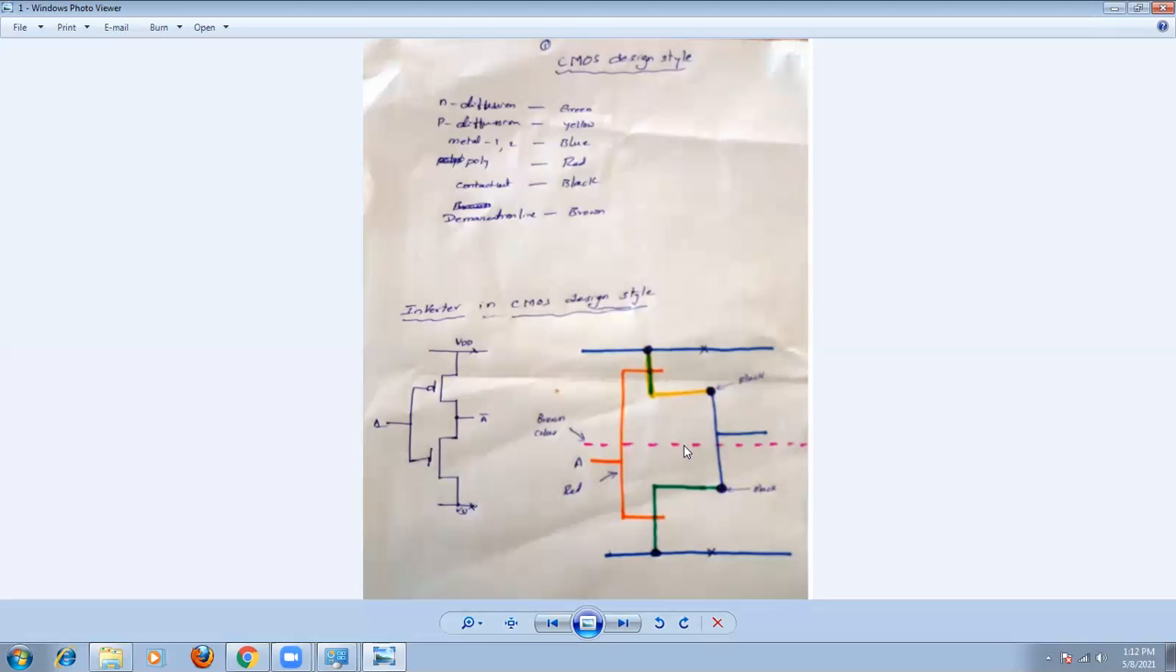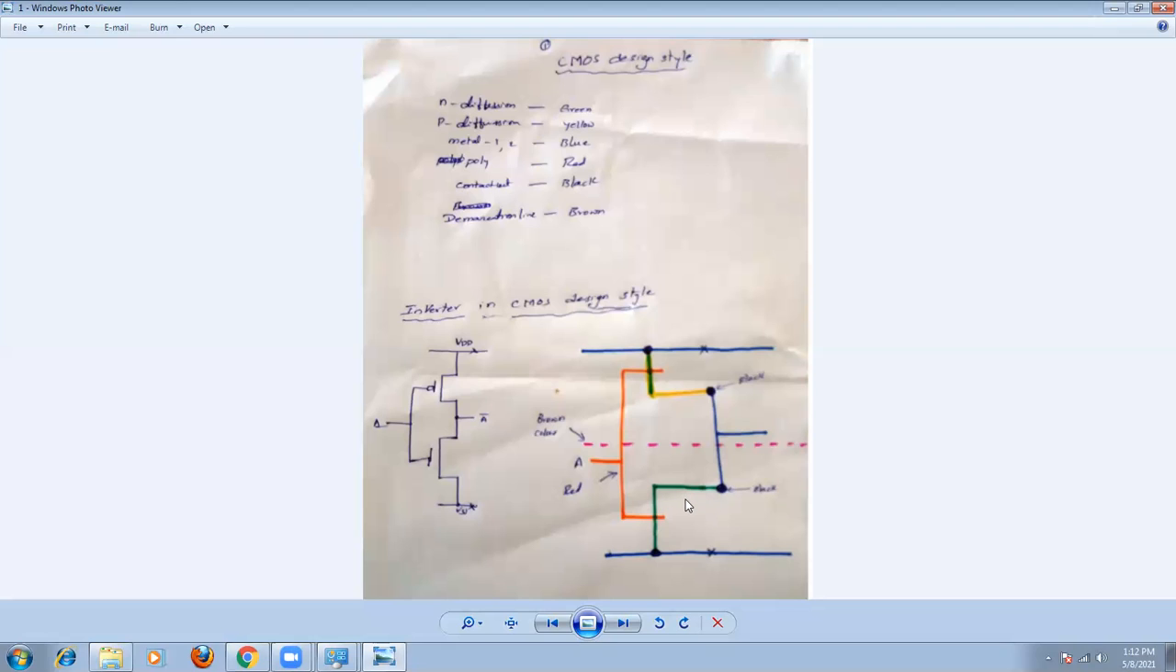Now first draw the N channel transistor by using a diffusion. Take a green color, draw the line like this. Similarly, take a yellow color from the VDD line, draw it in this form. That is the first thing. Okay, this is the green.